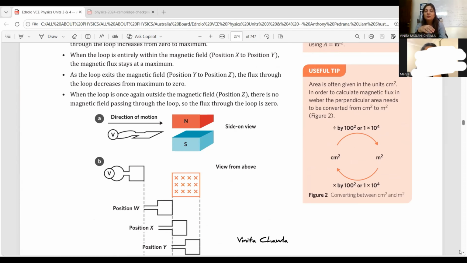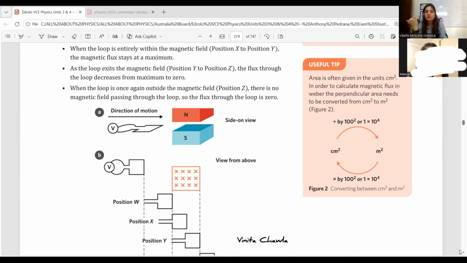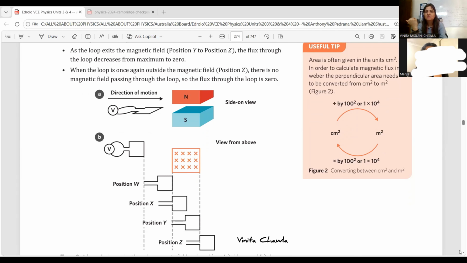When we move the coil slightly towards the external magnetic field, you can see position X. Position X is when the coil has just entered the external magnetic field, so the field lines passing through the coil will increase. So magnetic flux is increasing.